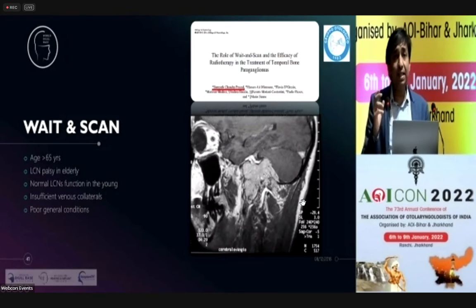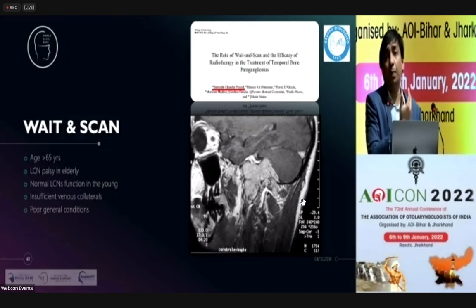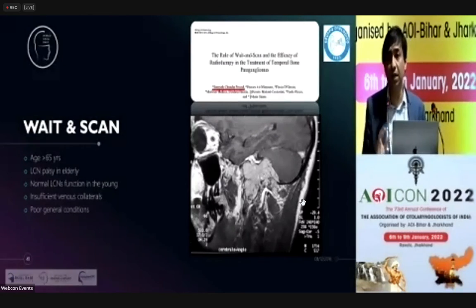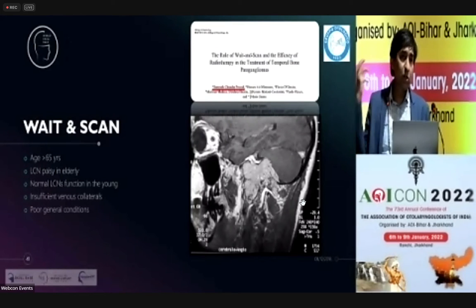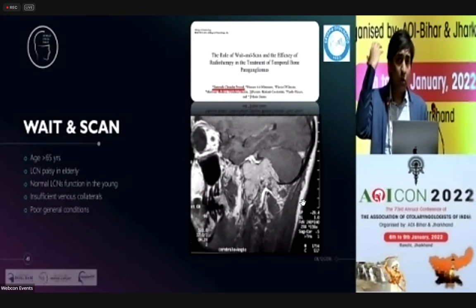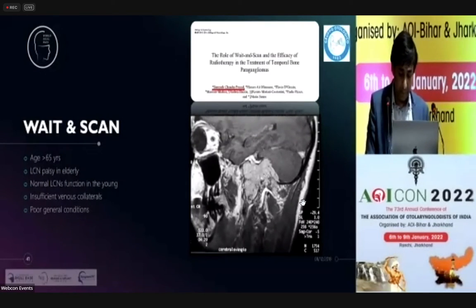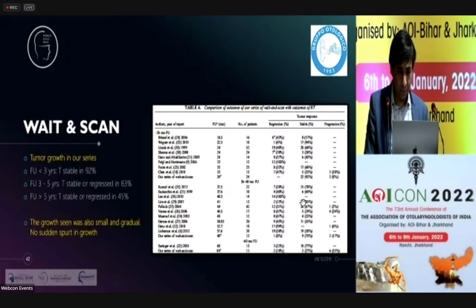Now, if there are insufficient venous collaterals on the opposite side, let's say there's a paraganglioma and a very small jugulo-sigmoid complex on the opposite side, better not to do anything. Subject the patient to radiotherapy, or do a subtotal dissection and come out, because when you remove this whole thing, you're going to remove the whole jugulosigmoid complex on one side. If there's no collateral, there'll be brain edema, which can be quite fatal to the patient. Of course, poor general condition and comorbid conditions also matter.